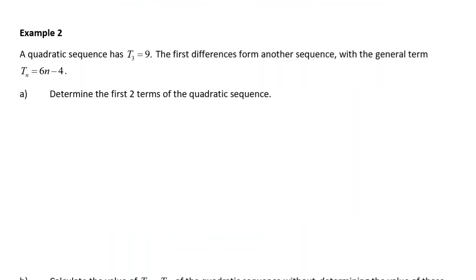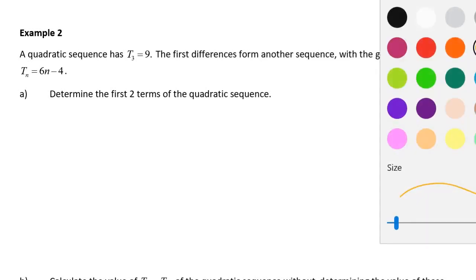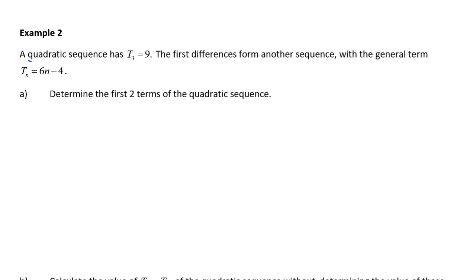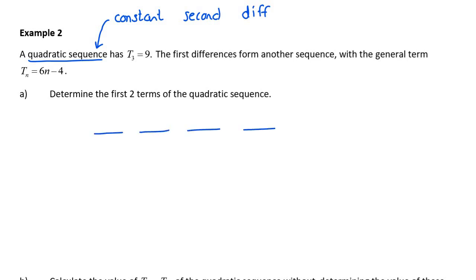Now, this is a lovely question. This question says, a quadratic sequence, so the moment I see quadratic sequence, my mind should say constant second difference. And this question has said to me, it has a third term equal to 9. So I don't actually know the terms of the sequence, but if I just draw myself some lines, I know the third term is 9, but I don't know anything else.